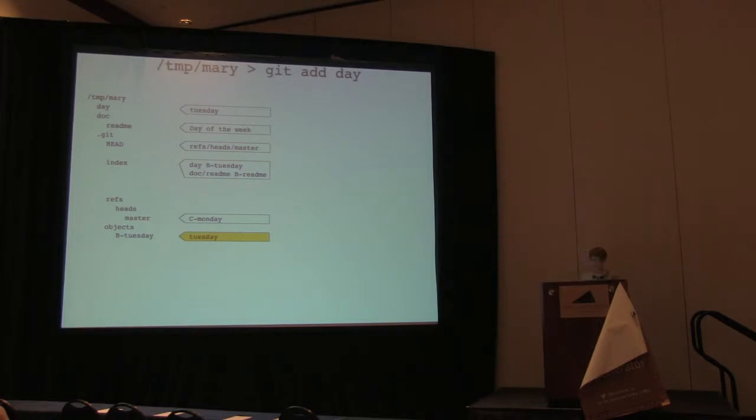So the day file is the one that has Tuesday in it. We do git add day to add it. Now that has two effects. Number one, let's start down at the bottom. It creates a new blob that represents day on Tuesday, okay? So we've successfully stored our data, which is nice.